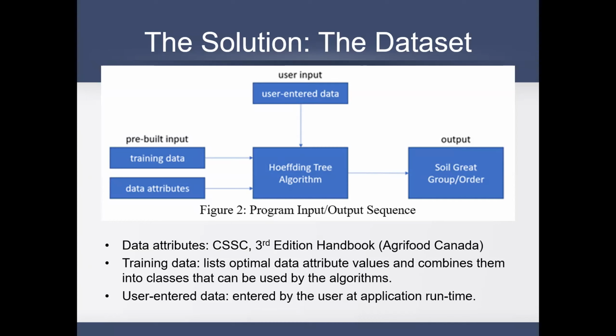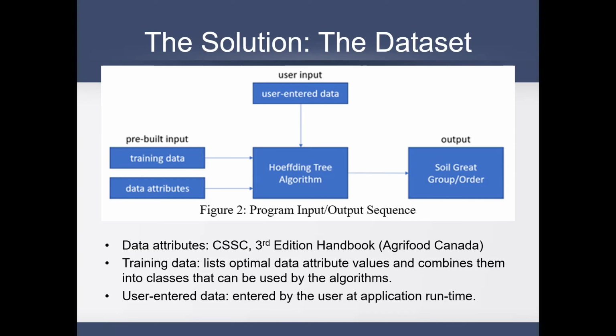So the data attributes come from our handbook. Our training data lists the optimal data attributes, which are also taken from the handbook. So we've got data attributes from that handbook, but the handbook also describes the optimal data attributes for that particular soil classification. So that is also included.